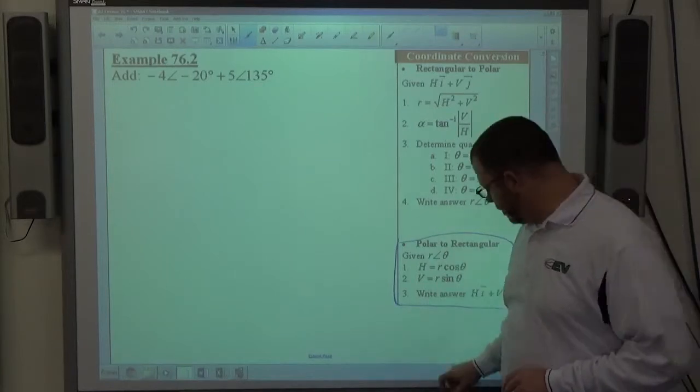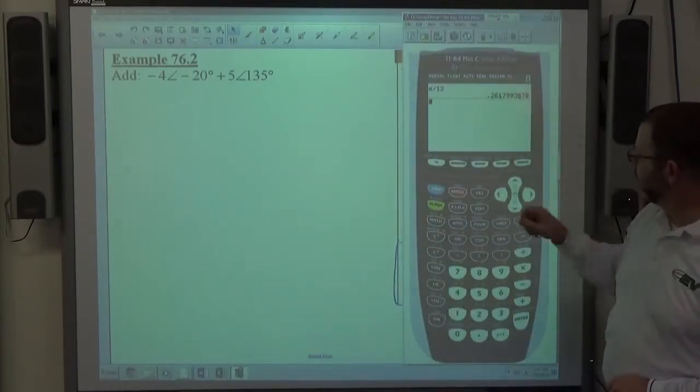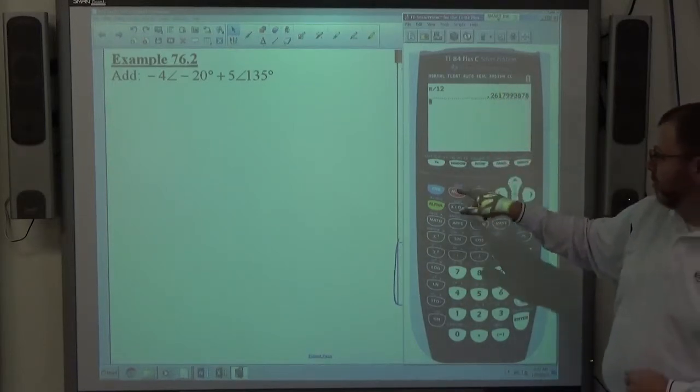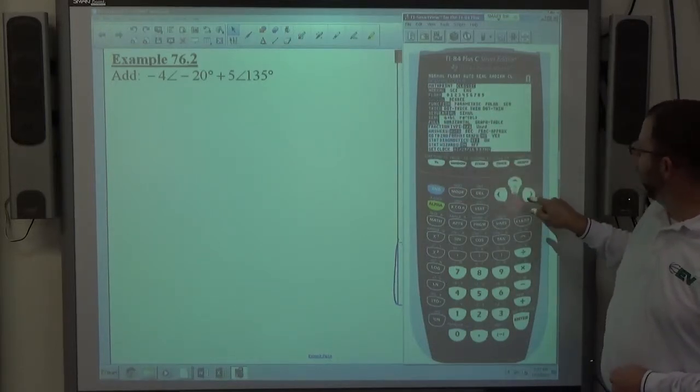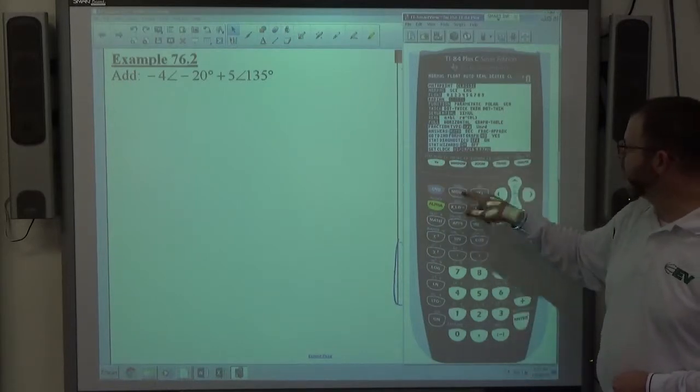Alright? So, I'm going to use my calculator. I want to make sure I'm in degrees, not radians. My calculator says I'm in radians. The newer calculators have it up on the top. The older calculators don't. If you just hit mode, you can see whatever one's highlighted is the one you're in. So you just go down here to degrees, slide over there, hit enter. Now it's degrees instead of radians.